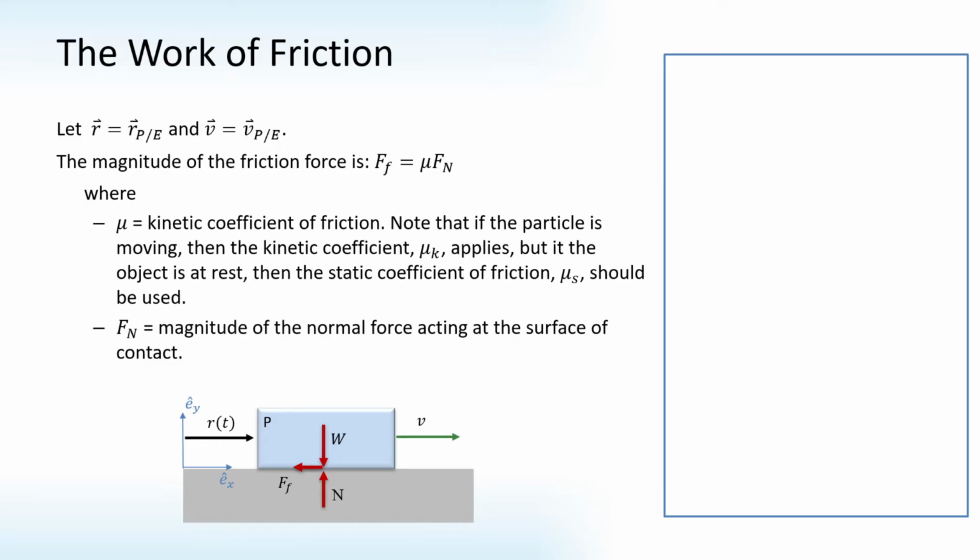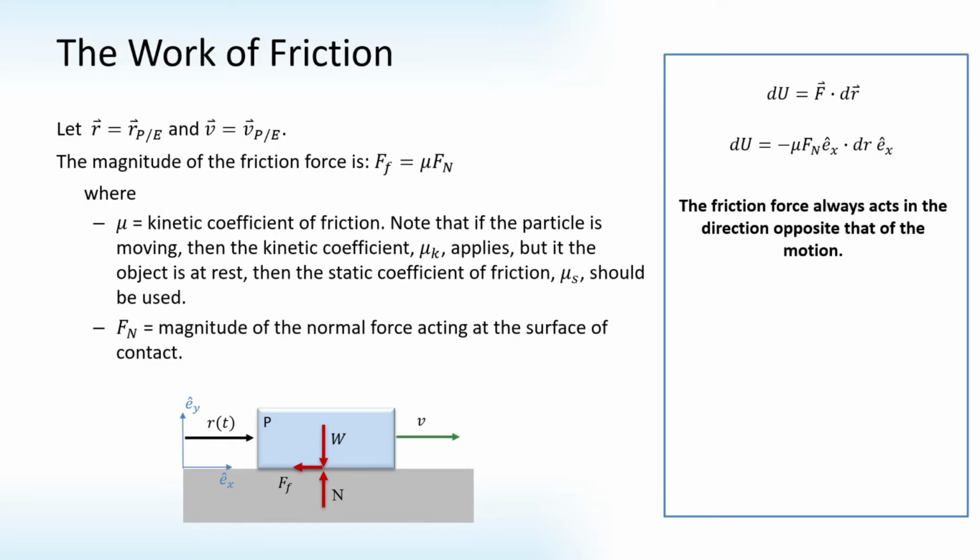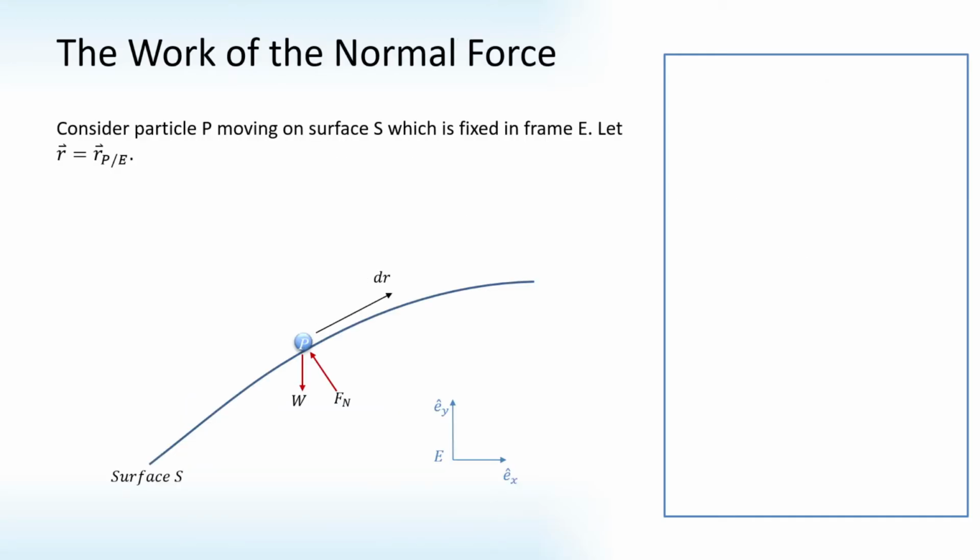To find the work done by friction, start with a general expression, F dot dr, then plug in the expression for the friction force. We can assume that the motion is occurring only in the EX direction, but we need to remember that the friction force always acts in the direction opposite that of the motion, so we need a negative sign in front of the mu Fn term. Next, we can take the dot product and set up the integral. And the expression for the work done by friction is negative mu Fn times the quantity R2 minus R1.